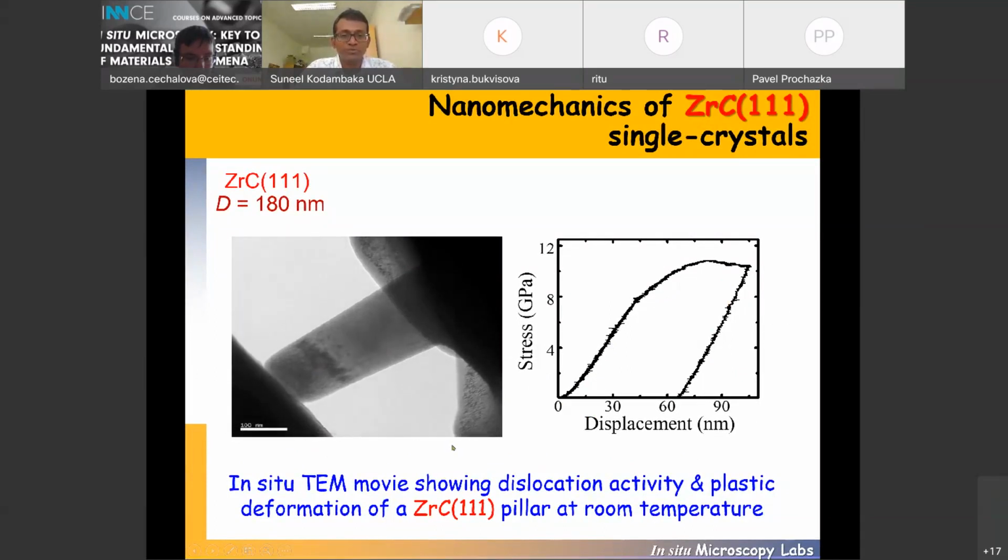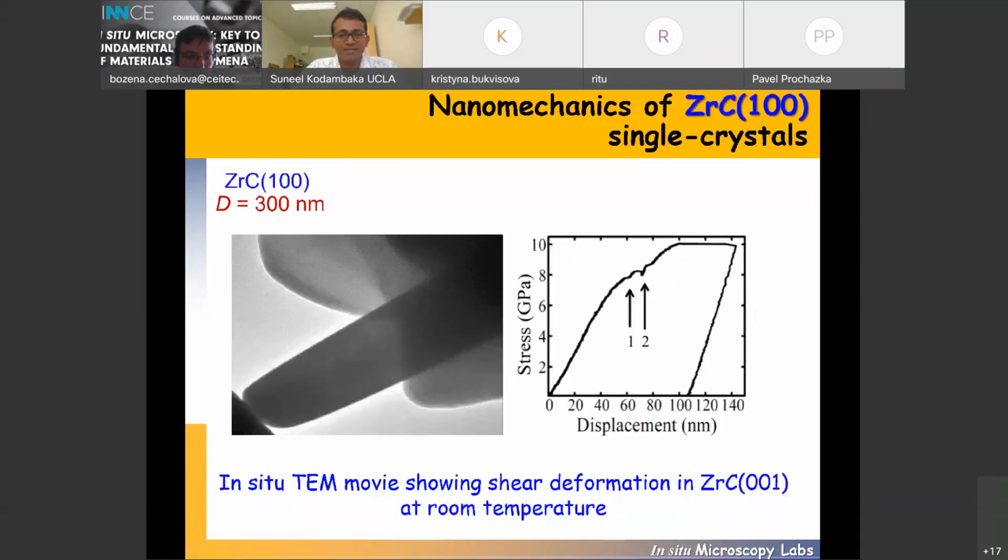What you can noticeably see is that initially there is a linear change in the stress versus displacement, followed by a transition to a non-linear change in the behavior. This transition is indicative of the onset of plastic deformation. There is no abrupt catastrophic failure, meaning that there is no fracture, and so this pillar basically deforms plastically.